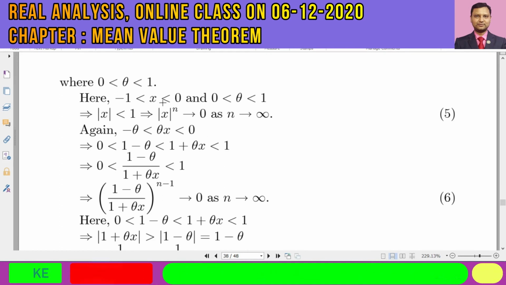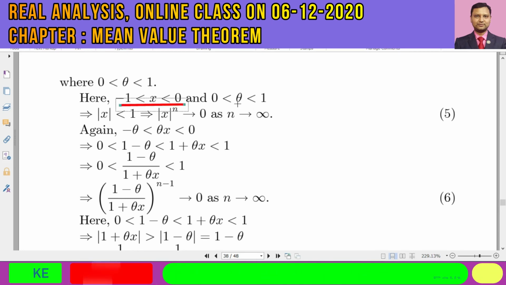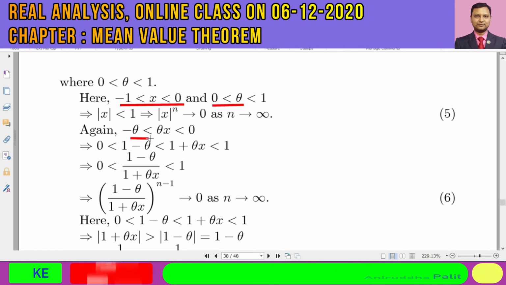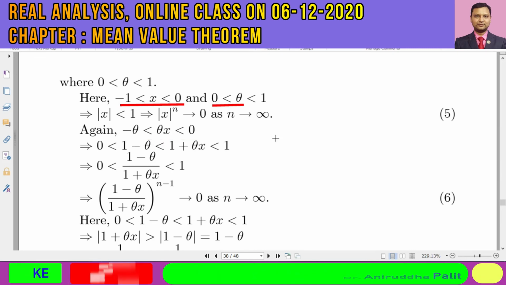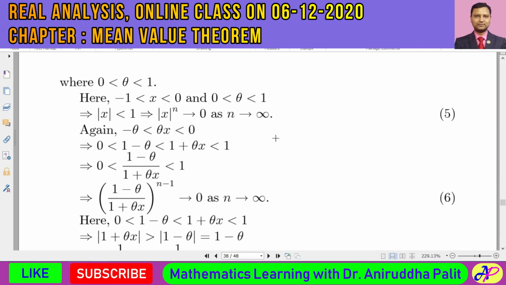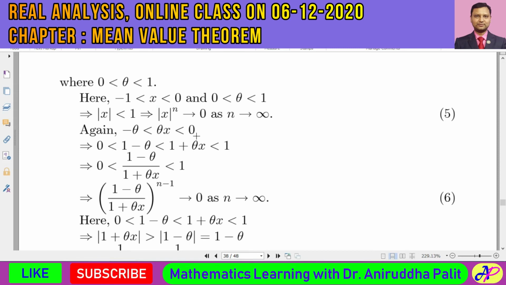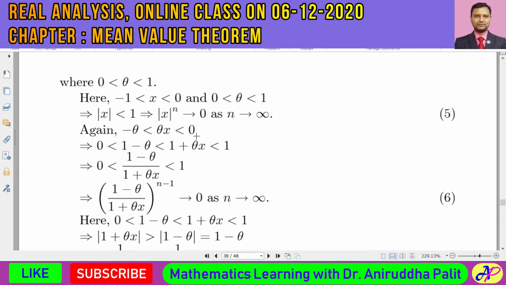What we have? We are multiplying this first inequality by a positive quantity theta. Then this less than inequality will remain a less than inequality. So we have the result that minus theta less than theta x less than 0. It is actually some manipulation of inequalities. That's all. It might be a little boring, but it is nothing but the manipulation of some inequalities. So you need some practice in this part.